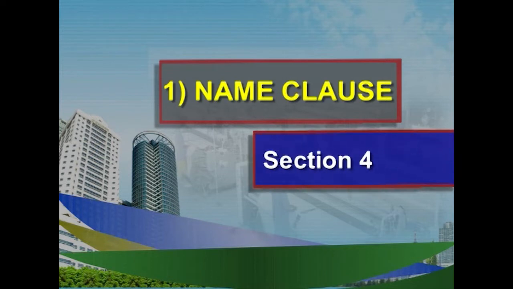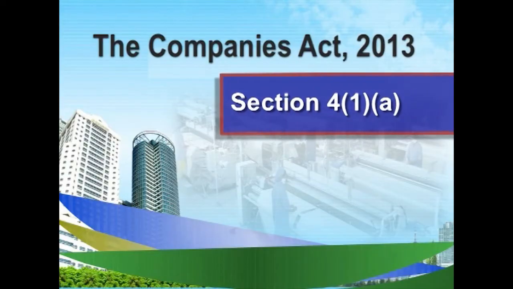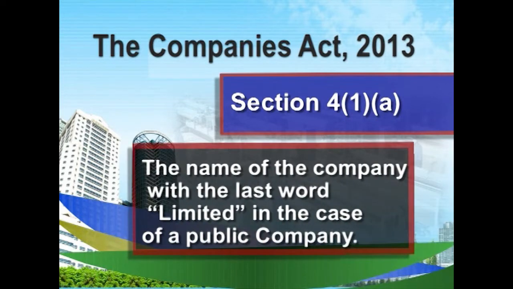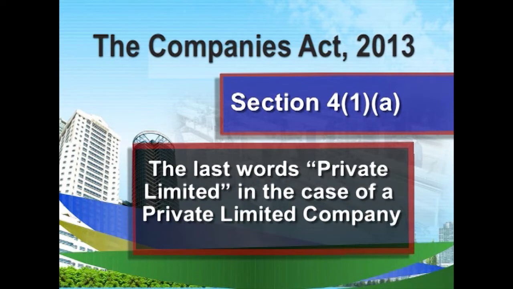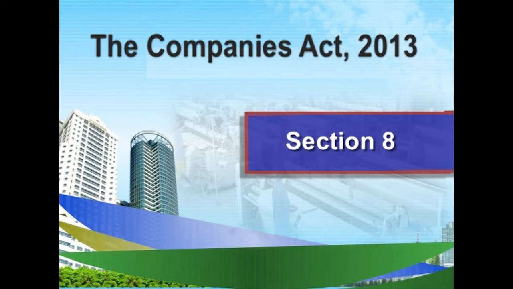1. Name clause. Section 4. The name of a company establishes its identity and is the symbol of its existence. According to Section 4, subsection 1, clause A, the memorandum of a company shall state the name of the company with the last word "limited" in the case of a public company, or the last words "private limited" in the case of a private limited company, provided that nothing in this clause shall apply to a company registered under Section 8 of the Act.